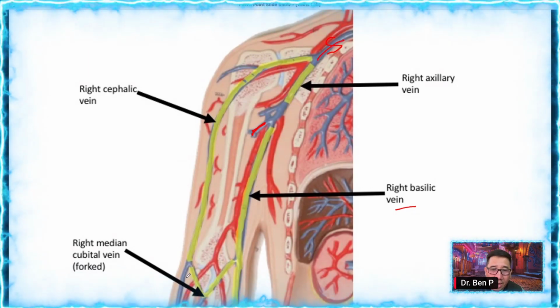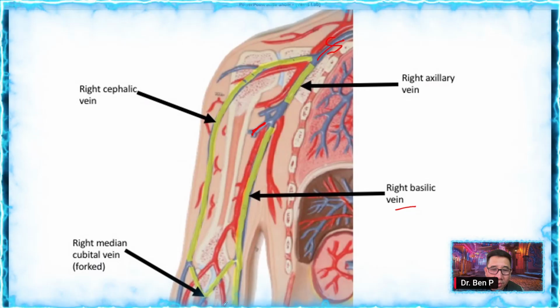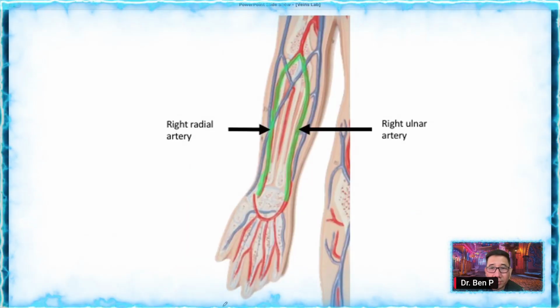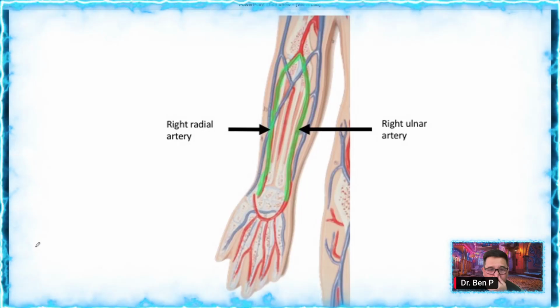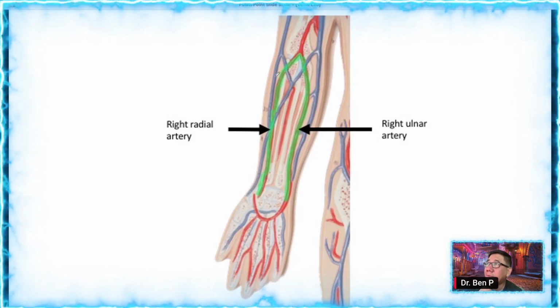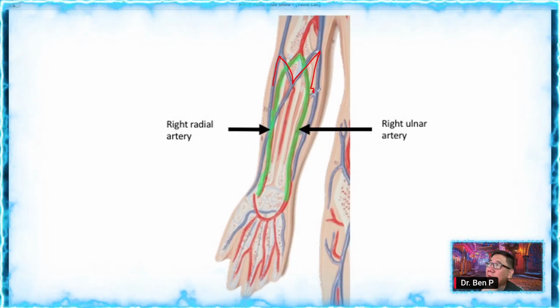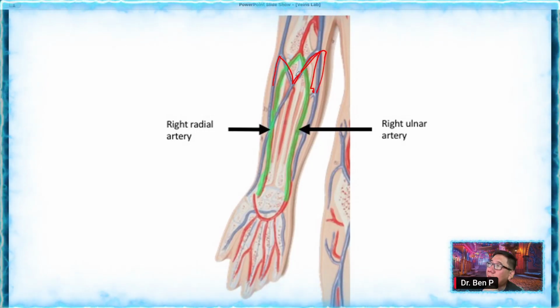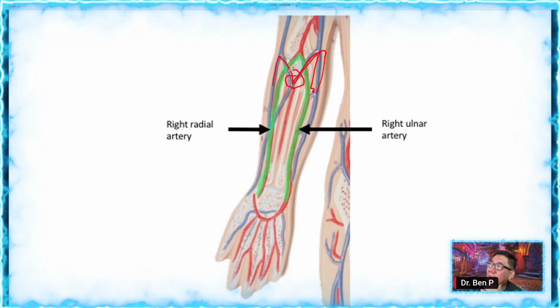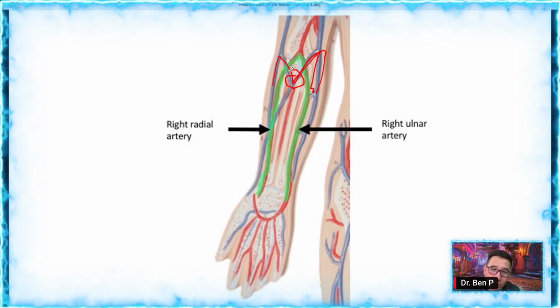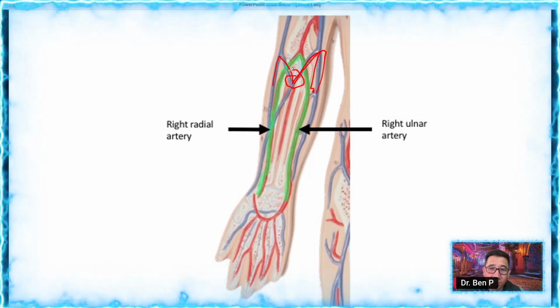Okay, and the M, you're gonna see the M here. That's the right median cubital. Notice an M here. I know this is pointing to the artery, but you could see an M right here. So look for this M. If I put a little sticky in the middle part of the M, that's the right median cubital vein.